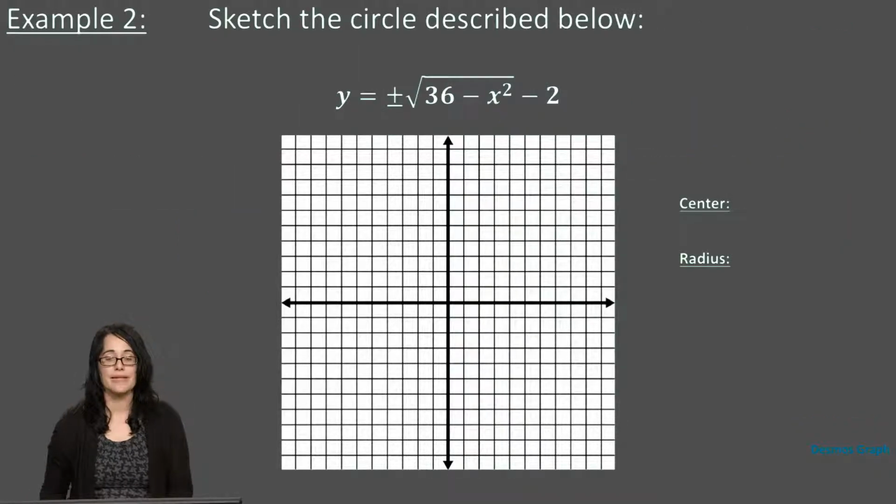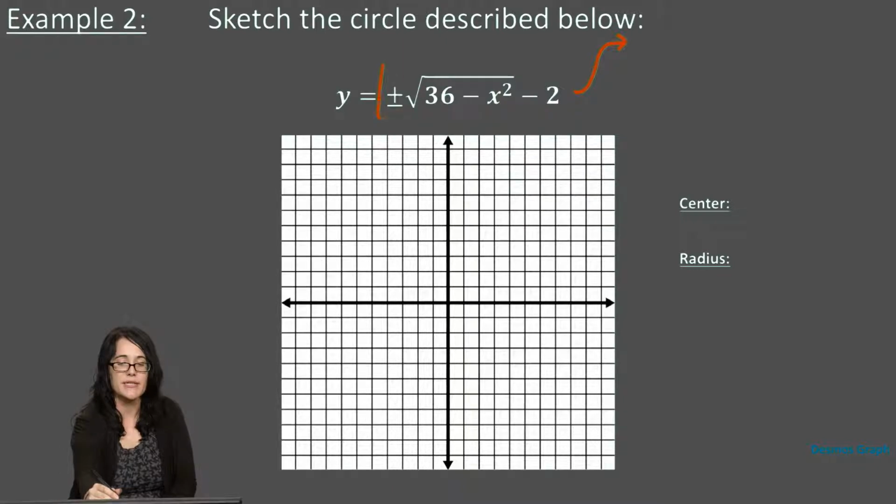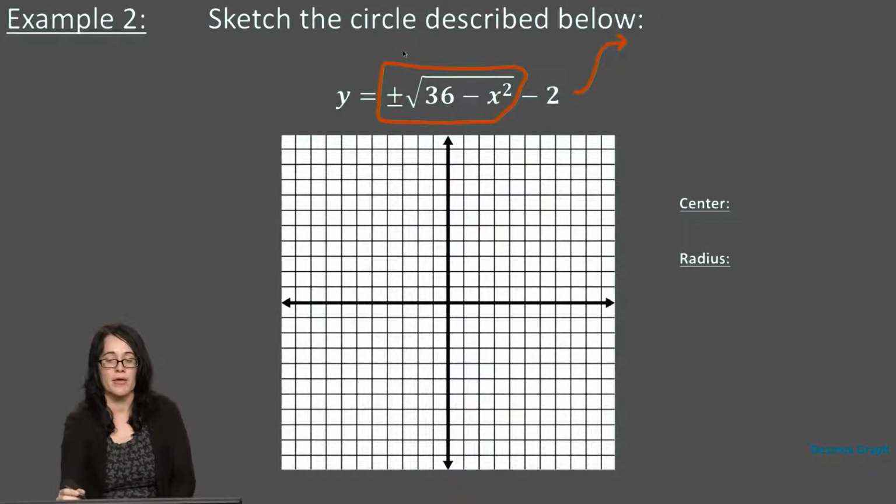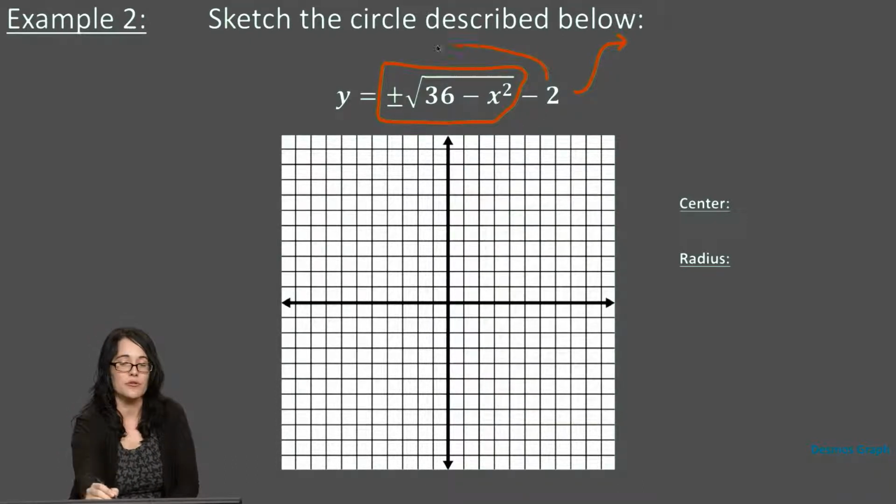Example 2, sketch the circle described below. Now this is just like one we did on the last slide, so feel free to pause this video and try it on your own. Okay, so at this point, the first thing I would want to warn you about is that if you're trying to get rid of the square root, if you tried this already on your own, maybe you got stuck here, what you'd want to do first is isolate that square root. So you would need to add 2 to the other side.